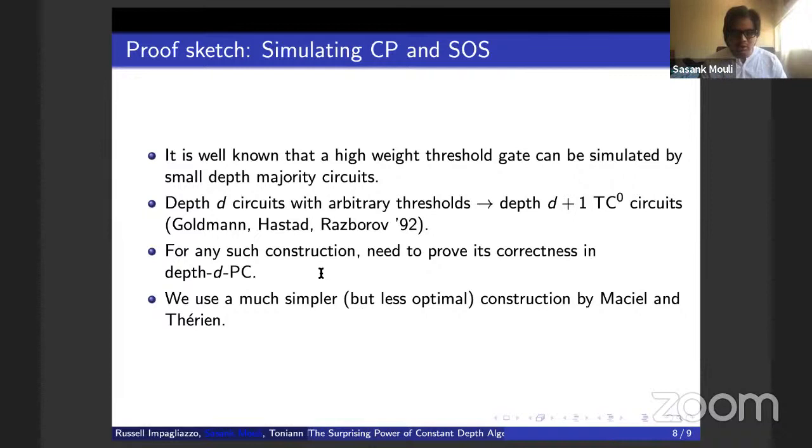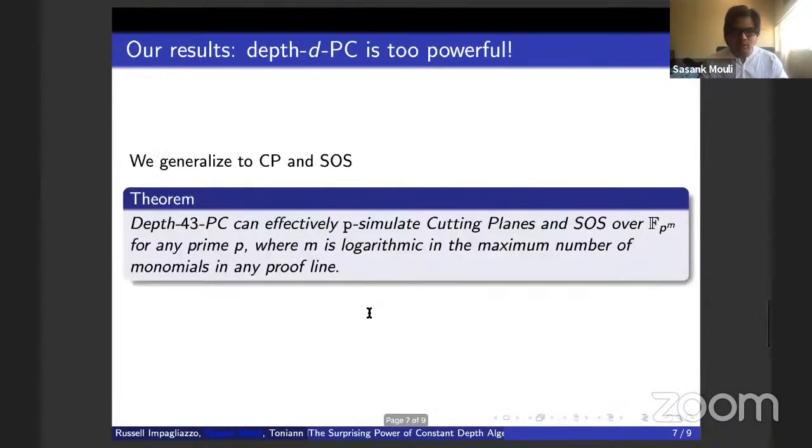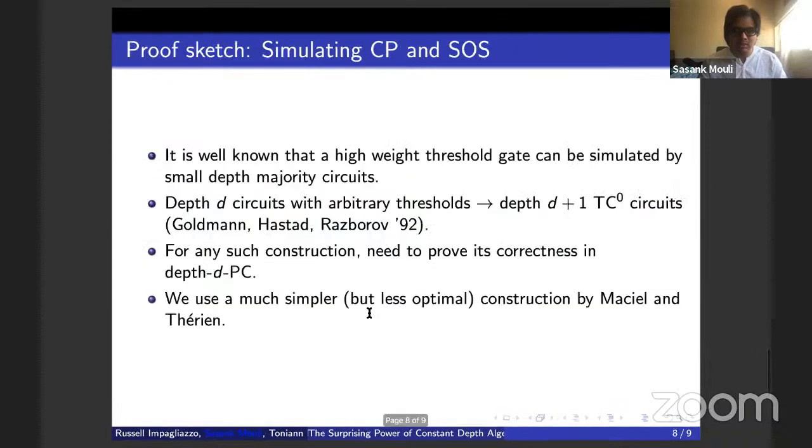And so our main result was to show that the correctness of this simulation can be formalized in our system, depth TPC. And this really allowed us to extend the simulation to unbounded coefficient cutting planes.